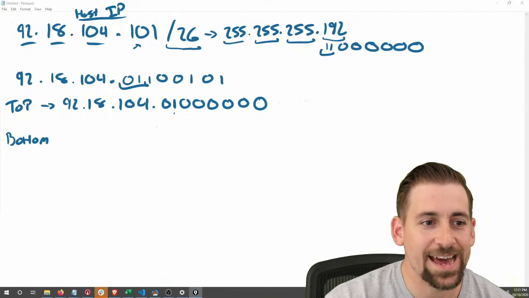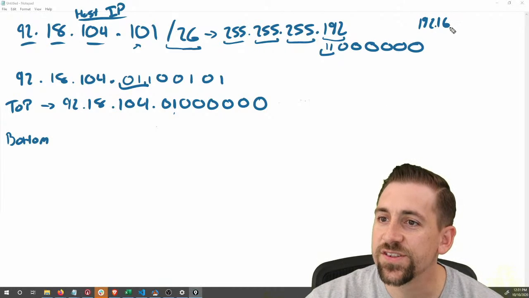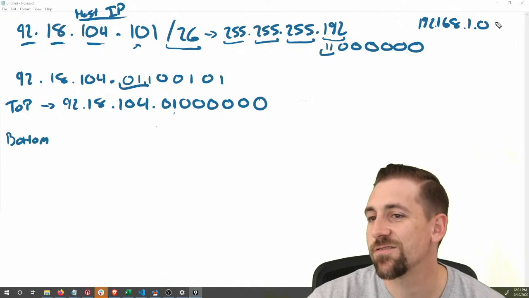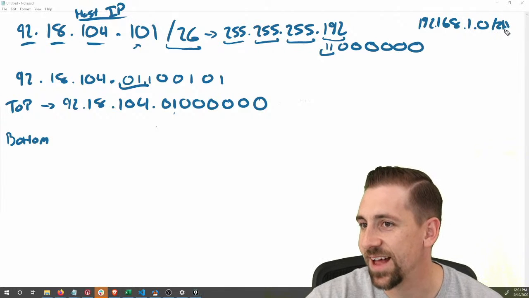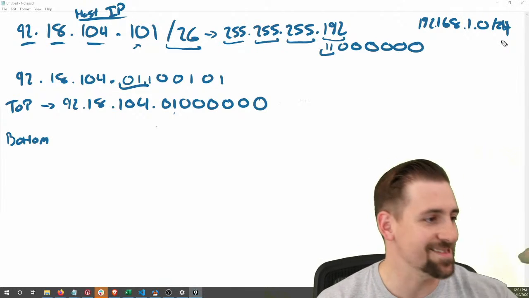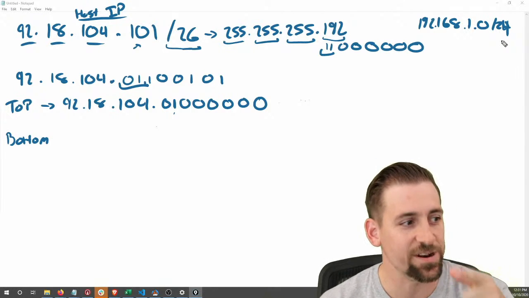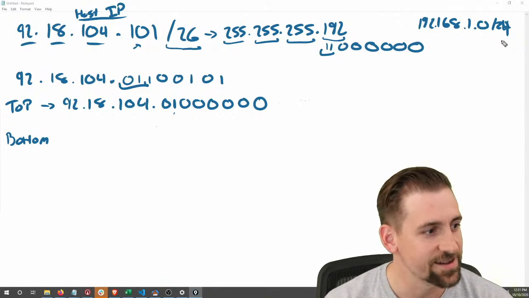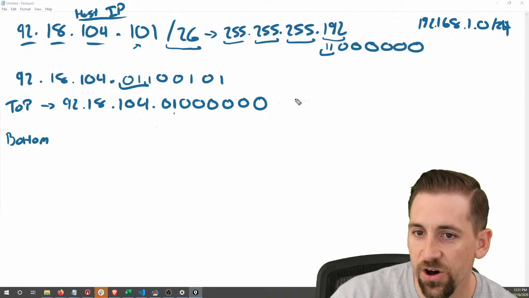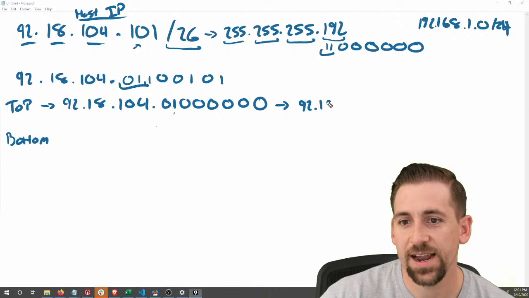That's not our traditional one. This is when people get confused, because your normal network is 192.168.1.0 or .2.0, with the /24s, they're always on a 0 boundary. With a /26, a /27, a /28, they're not always on the 0 boundary, and this one, in fact, is not on the 0 boundary. So this is actually 92.18.104.01.